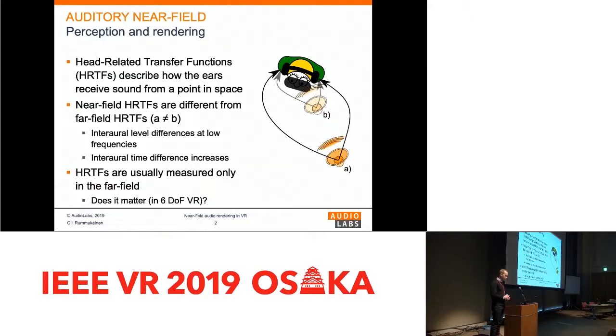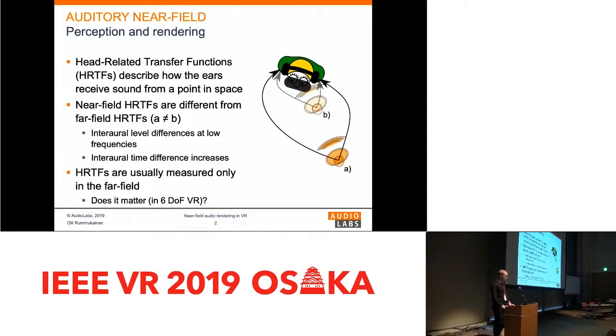We need something called the head-related transfer functions, or HRTFs, and I'm going to be referring to the HRTFs a lot during this talk, so this is what they mean. Basically they describe how the ears receive sound from a point anywhere in three-dimensional space around the listener. And these are really individual, so they're affected by the physiology of the head and the shoulders and head size and everything that's close to the ears.